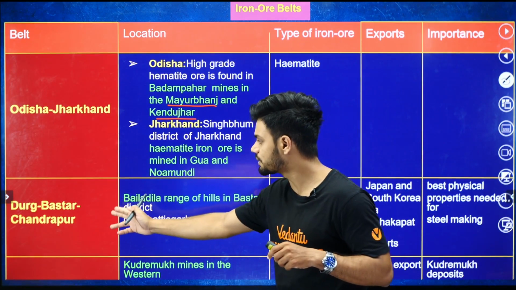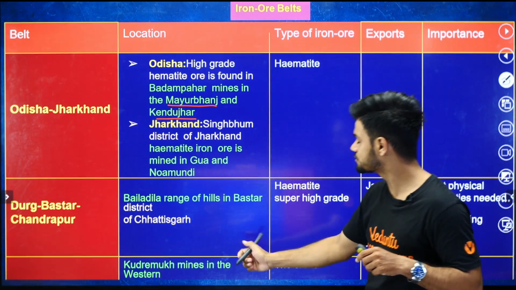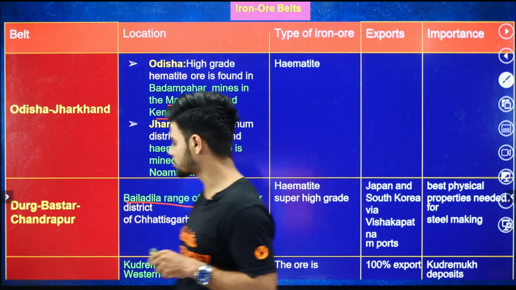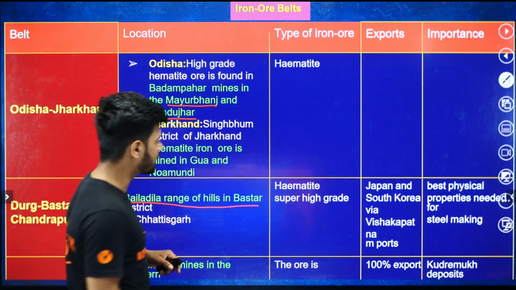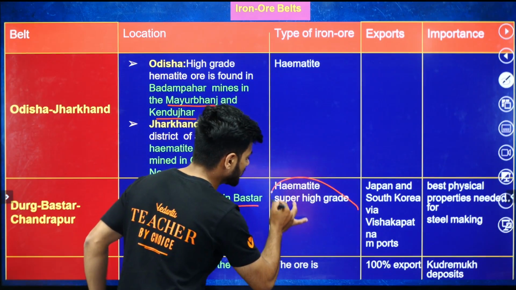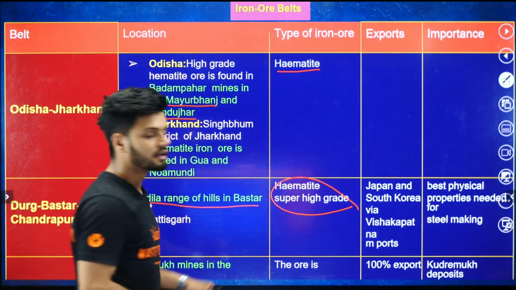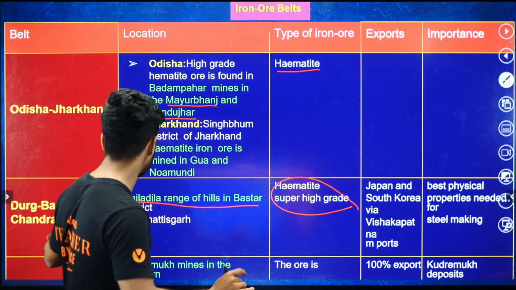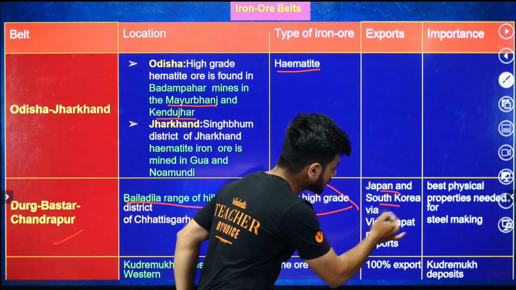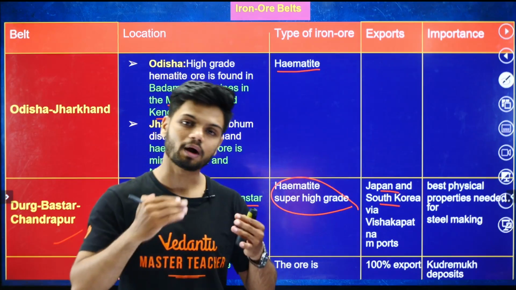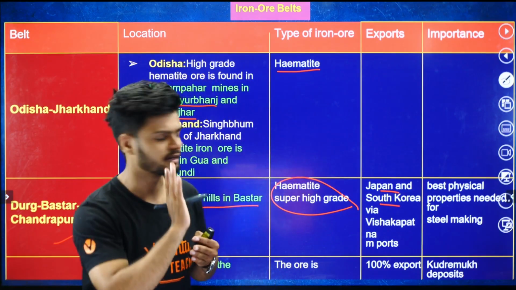Then we have Durg, Bastar and Chandrapur, all of which have the Dalli-Rajhara range of hills, in Chhattisgarh district. Here we have hematite and super high grade ore. Here we find super high grade, and here normal hematite. Now the main important point for this belt is Japan and Korea. That is where complete exportation happens because of the high quality ore.